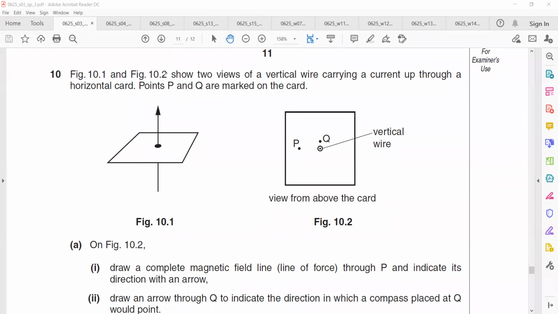Figure 10.1 and 10.2 show two views of a vertical wire carrying the current up through a horizontal card. So the current is going up through a horizontal card. Points P and Q are marked on the card. So there are two points which are marked P and Q.